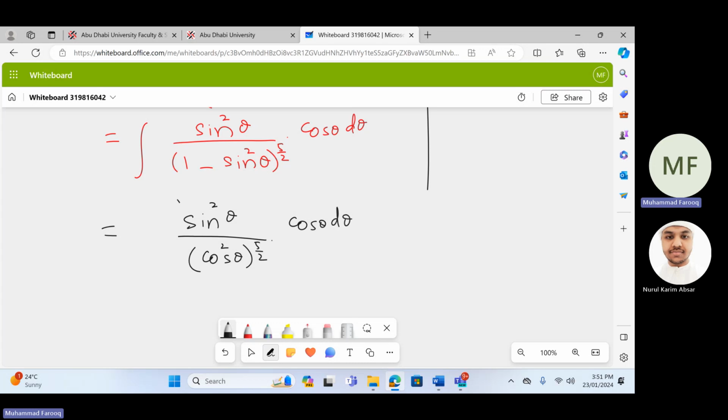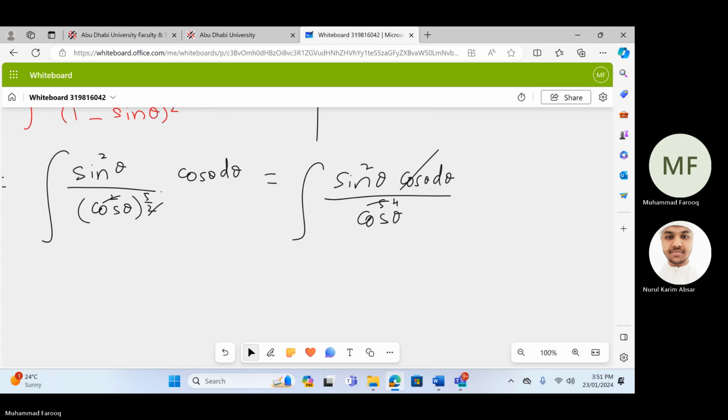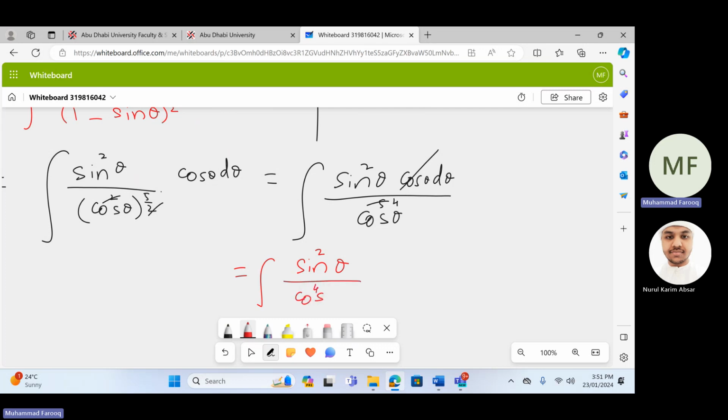And d theta, integrate. The 2 and 2 cancel out. So you have now sine square theta, then cosine theta d theta, divided by cosine to the power 5. Am I right, please? Okay. Here, this cosine you can cancel. Now we have the integral of sine square theta divided by cosine power 4 theta, d theta.